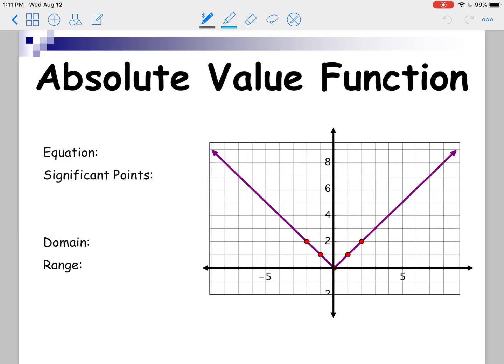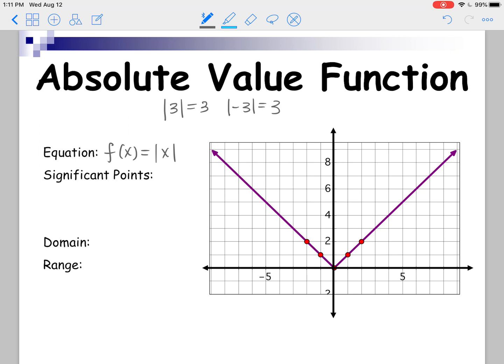Our next parent function is the absolute value parent function, and the equation for absolute value is f(x) = |x|. What absolute value does is it measures the distance of any number from 0. If I were to take the absolute value of 3, I would get 3, because 3 is 3 away from 0. -3 is also 3 away from 0. And so the absolute value of -3 would be +3.